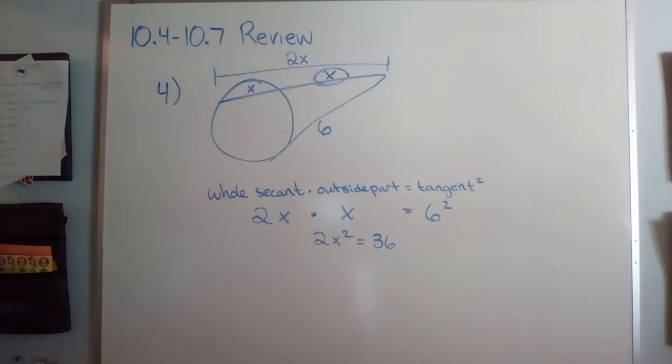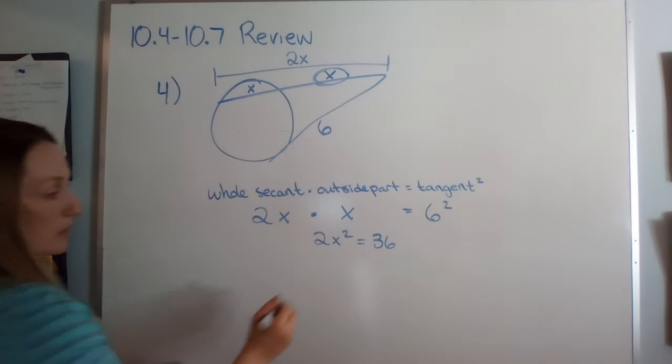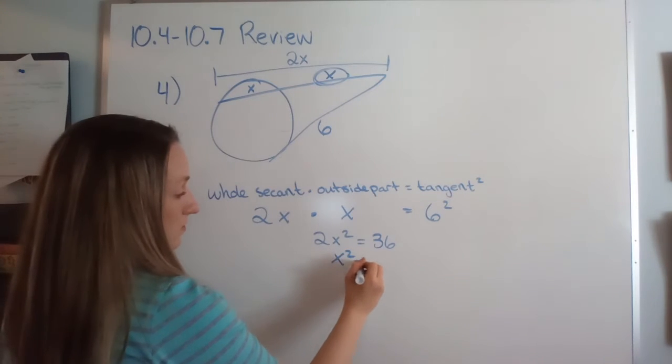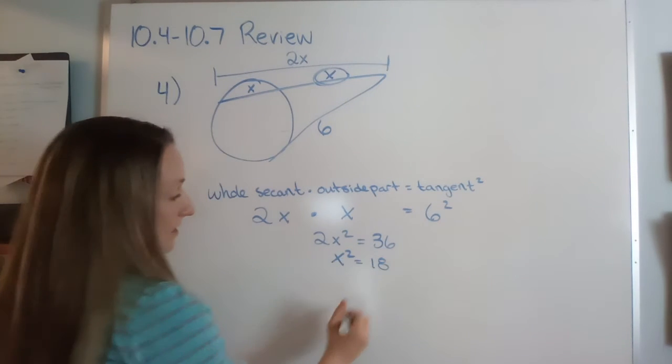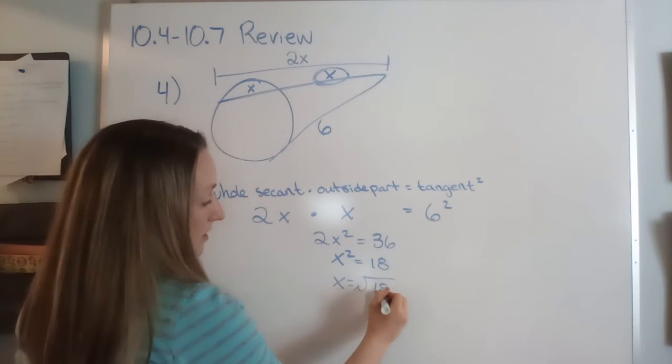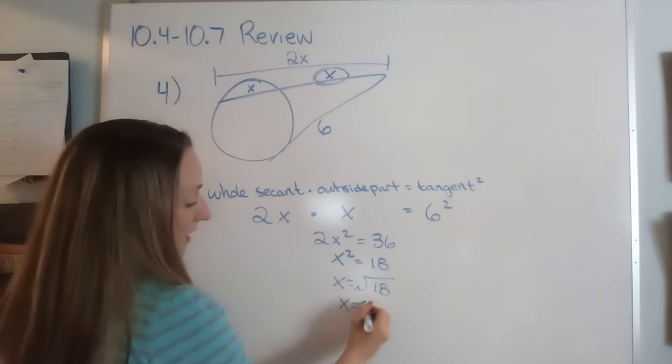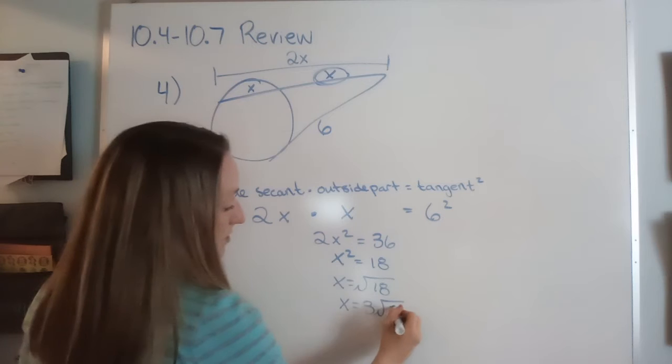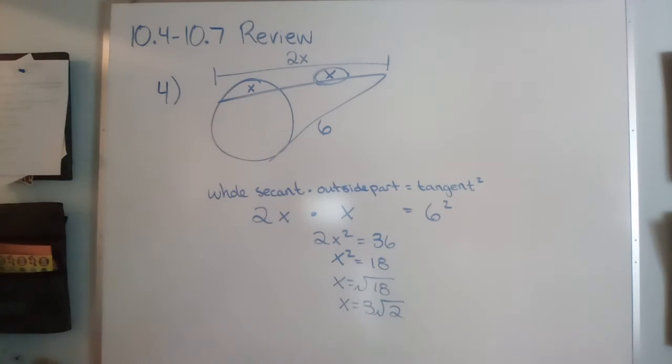All right. You're going to divide both sides by 2. It's going to give you 18. So x squared is equal to 18. And then take the square root. X is equal to the square root of 18. 9 is a perfect square factor of 18. So it's 3 root 2. Okay, so that was problem number 4 from the review.